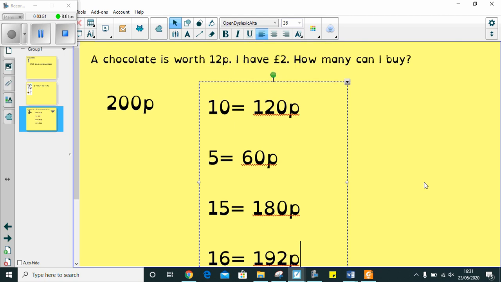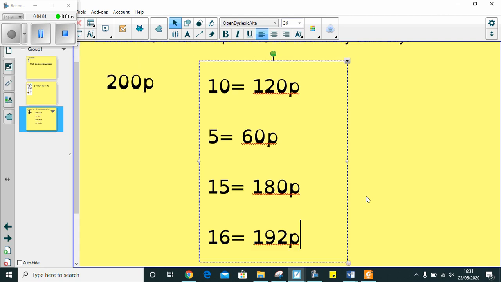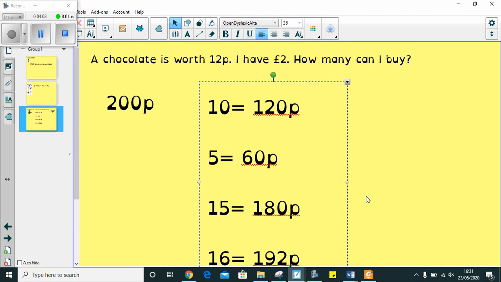Now I can't buy any more sweets, because if I try and buy 17 sweets, I'm going to end up with £2 and 4p. And I don't have £2 and 4p. I have exactly £2. So the maximum amount that I can buy is 16 sweets.